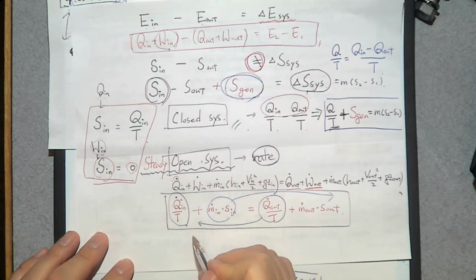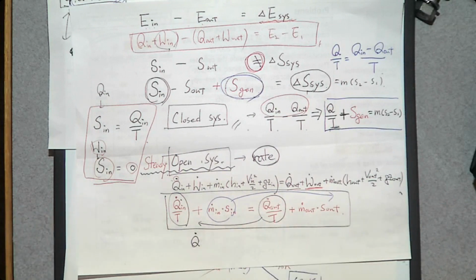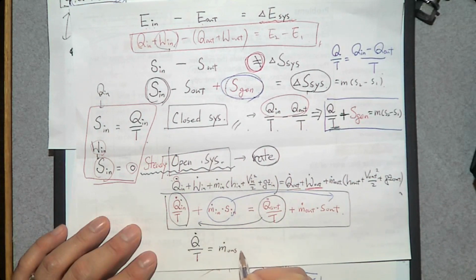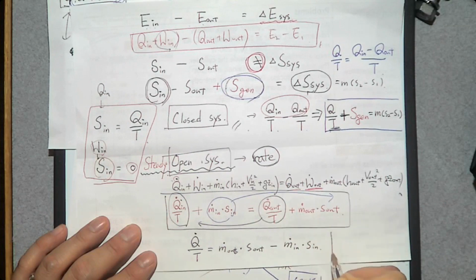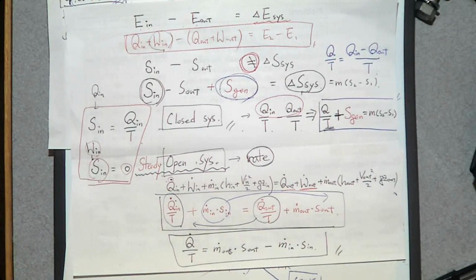Then this entropy balance equation becomes Q dot, which is the net heat transfer rate, divided by temperature, is going to be m dot at the exit times specific entropy at the exit minus m dot at the inlet times specific entropy at the inlet. So this is the entropy balance equation for a steady open system.